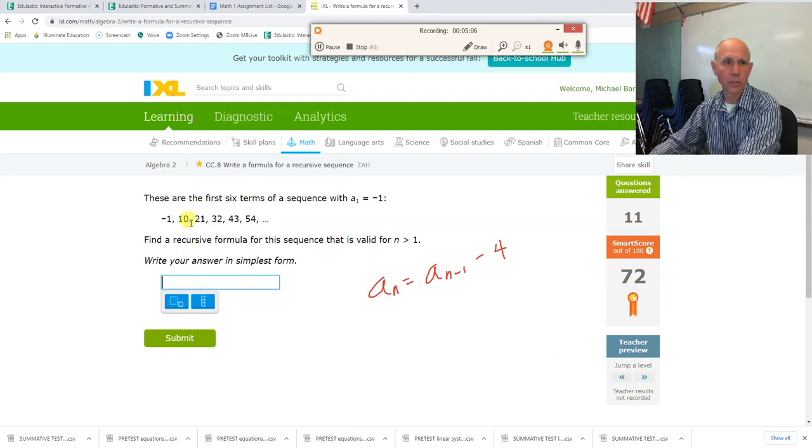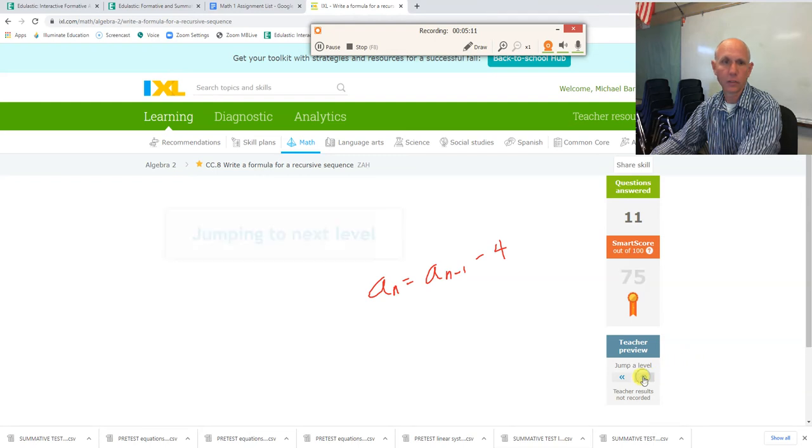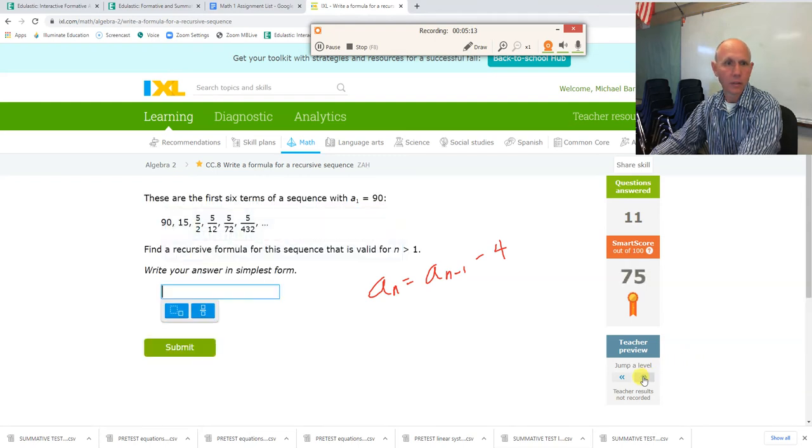So this would be previous term plus 11. Got that. All right, so now we're just going to go fractions. We got this. This is previous term times, no, previous term divided by something. Previous term divided by 6. What's 90 divided by 6? 90 divided by 6 is 15. 15 divided by 6 is 2.5. Okay, so it's previous term divided by 6.